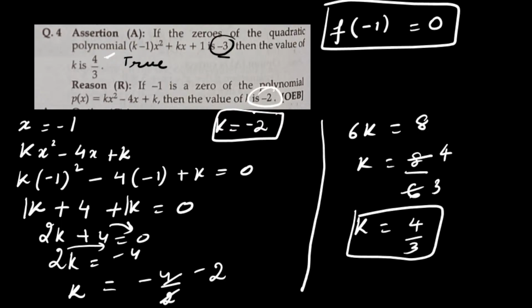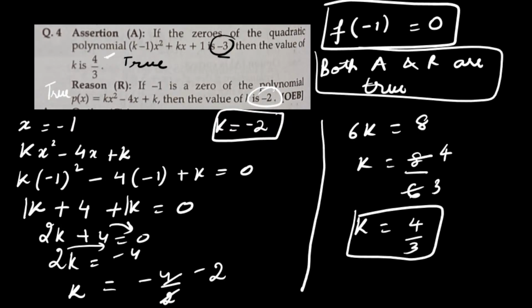Here also this is the value which they have given, so the reason is also true. So again both assertion and reason are true, so this option is correct. Both A and R are true. So this is the option. So assertion and reason I have finished. Now I'll be starting the subjective type of questions.